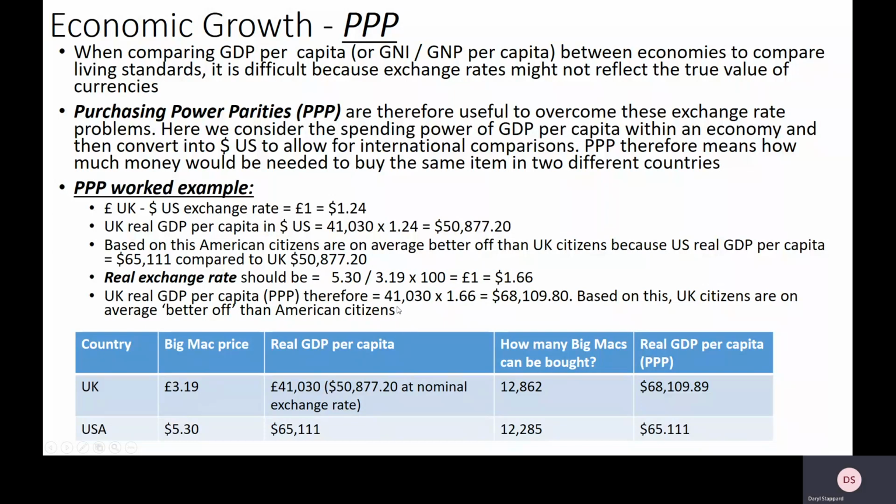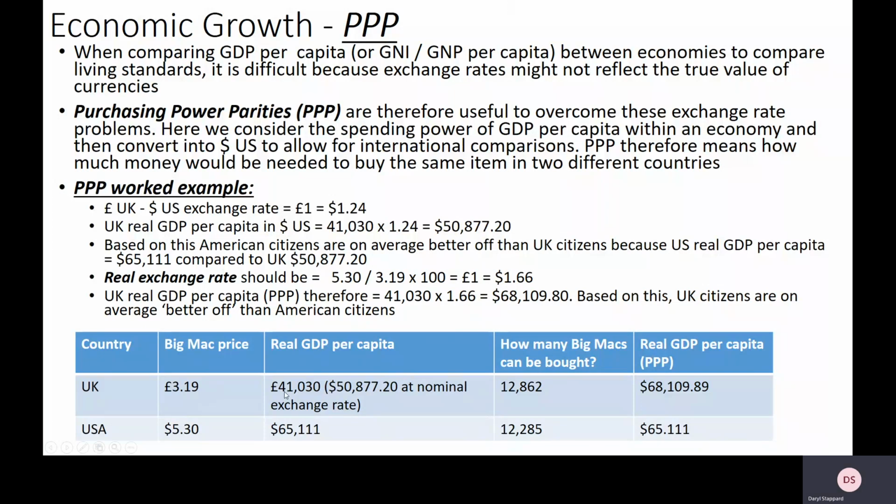So if we now take our £41,030 to America, we could multiply it by $1.66, and that would therefore give us a real GDP per capita at PPP of $68,109.80. This is now actually higher than what the American one is. So look at what we're saying here.